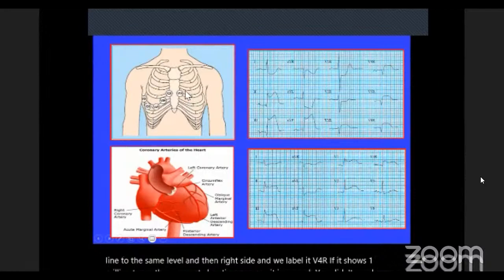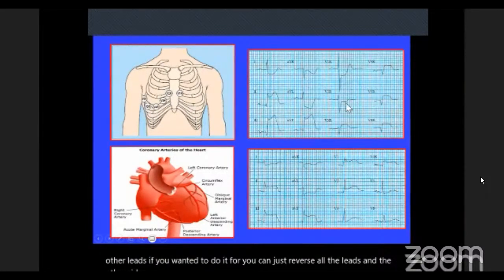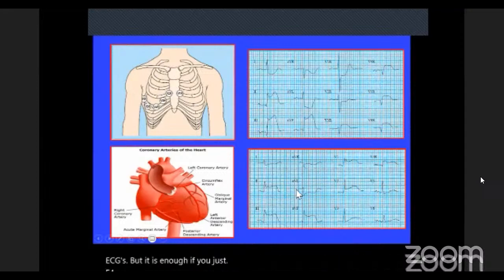If you want to do it fully, you can just reverse all the leads to the other side, so take them from the left side to the right side and do the right-sided ECGs. But it is enough to do V4R. Why is it important to differentiate whether the patient has RV infarction or not?